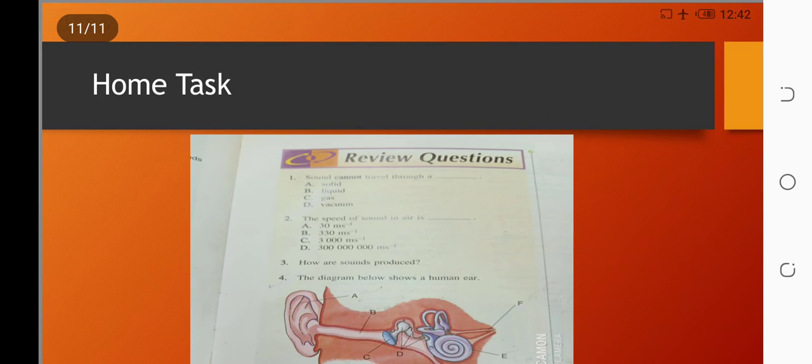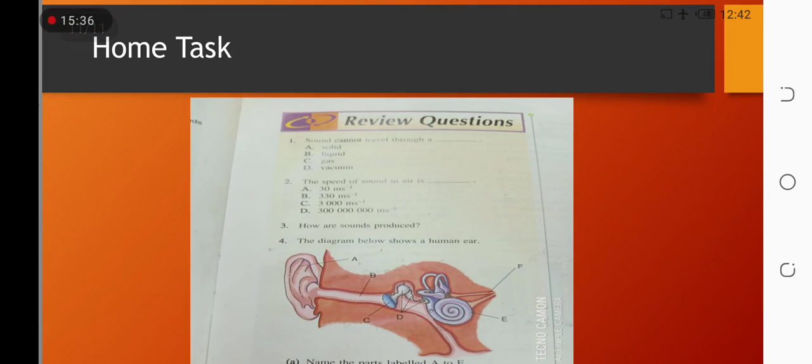Now I would like to give you the home task, and I would also like to explain some facts that are related to this home assignment. You have to solve two MCQs first, and after that come to question number 3. You have to write how sounds are produced. So you have to recall the previous lecture, mark some points and write down the answer briefly: how sound is produced.